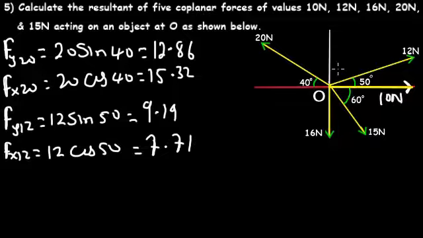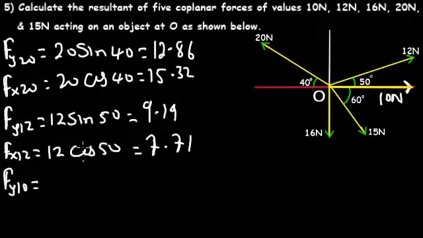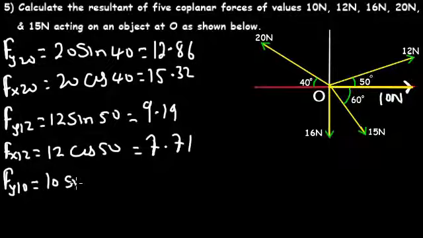7.71. Now onto the one I just introduced, that's for the 10 Newton force. So Fy10 will be equal to, the magnitude is 10, that's 10 sine.